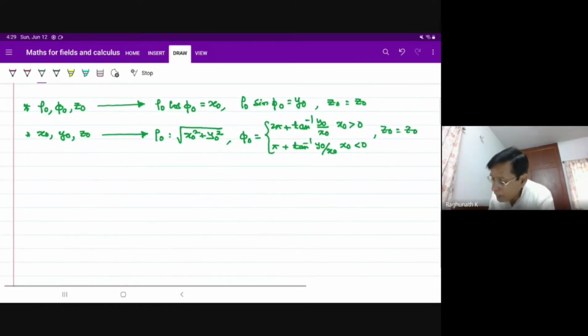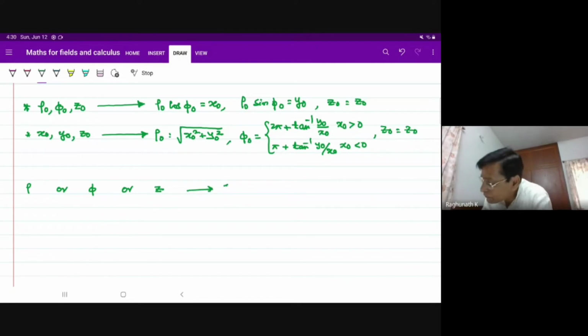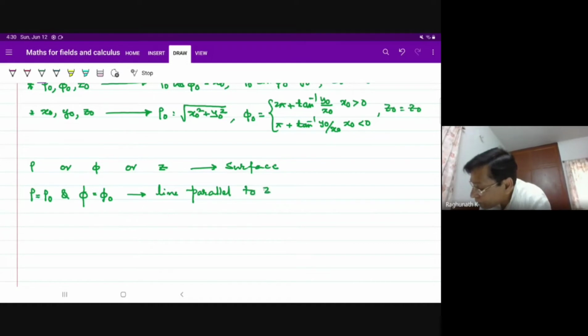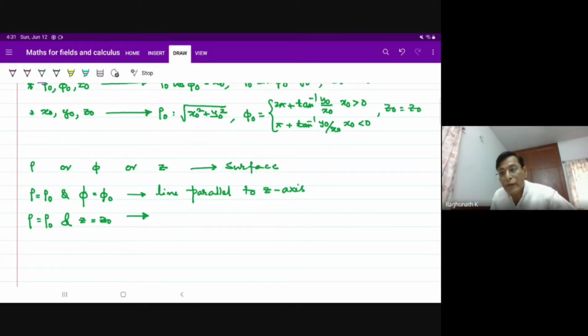Here, listen carefully. If you give rho or phi or z, it comes onto a surface, and the surfaces are defined. If you say that the point lies on the coordinate rho is equal to rho naught and phi is equal to phi naught, it comes onto a line parallel to the z-axis. Do you appreciate this? Because that point extended in that direction is a line parallel to the z-axis. If I give rho is equal to rho naught and z is equal to z naught, what is this line? It is the cylinder of radius rho naught cut by a horizontal plane at z is equal to z naught. What did I get?